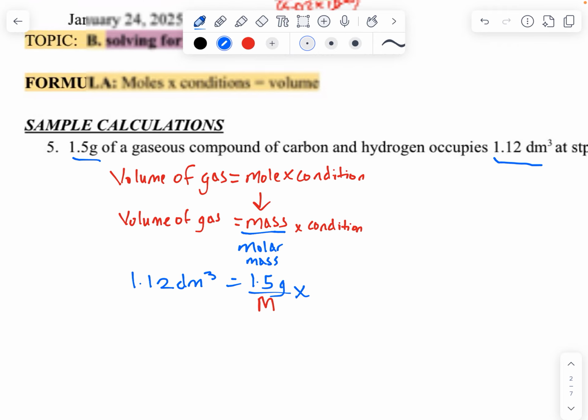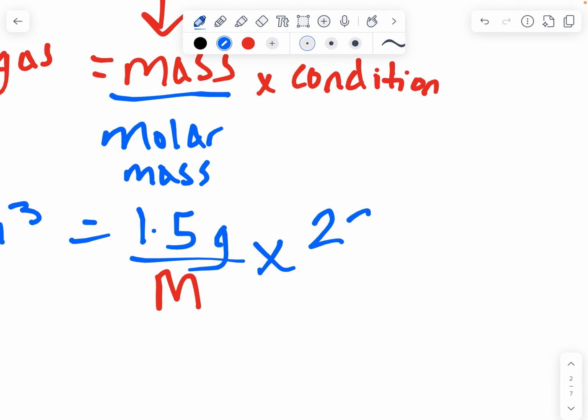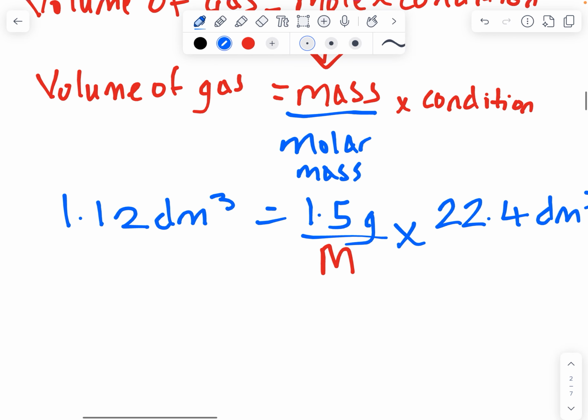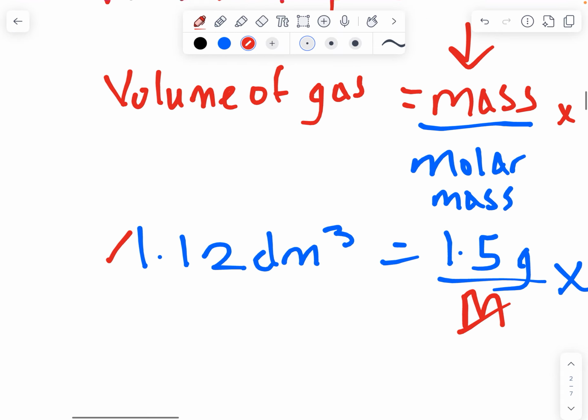And the condition that we were given was STP. And the value of STP is 22.4 dm cubed. And all we're simply going to do is solve and try to make M the subject. So I'm going to remove M from the bottom here and carry it over to the next side. How I do that is, since M is being divided here, we simply need to multiply by M, right? When we multiply by M, it cancels, right? But whatever we do to one side, we have to do to the other side.